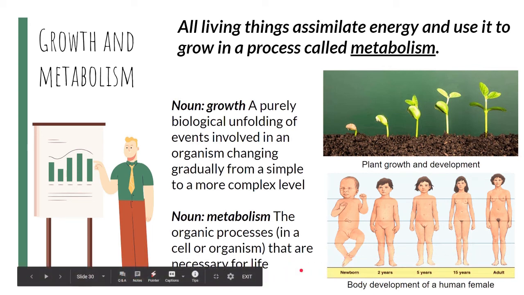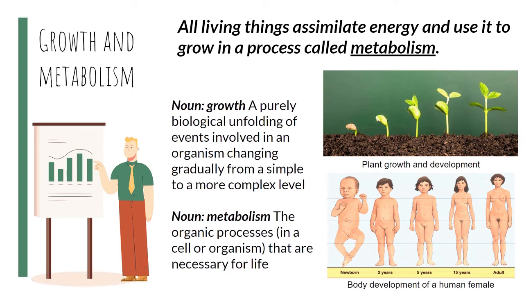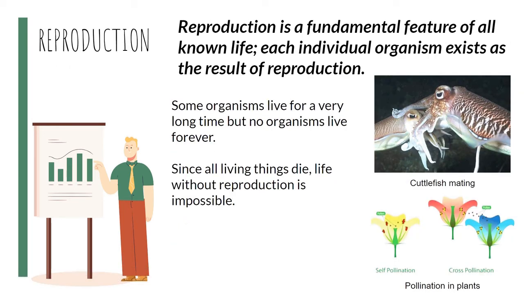Also, living things are capable of metabolism, or organic processes that they perform that are necessary for life. Examples of those metabolic processes are digestion, respiration, circulation, excretion, reproduction, and others. All living things are capable of reproduction. Reproduction is a fundamental feature of all known life, and each individual organism, such as you and I, is a result of reproduction. Some organisms live for a very long time, but no organism can live forever. Therefore, it is important for reproduction to happen in order to perpetuate the species.